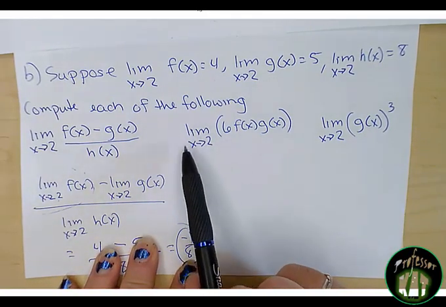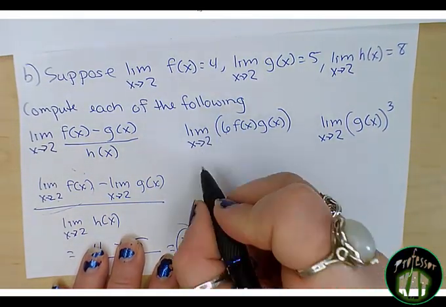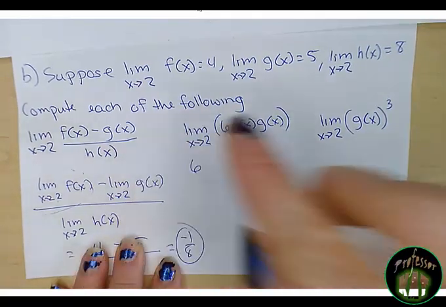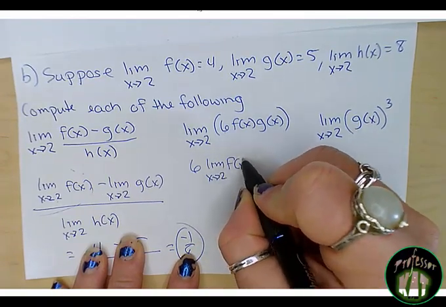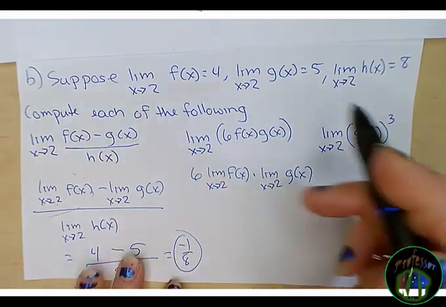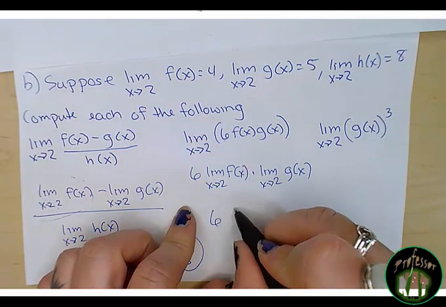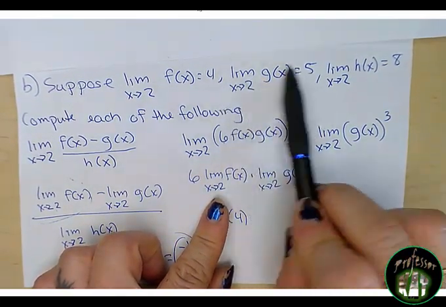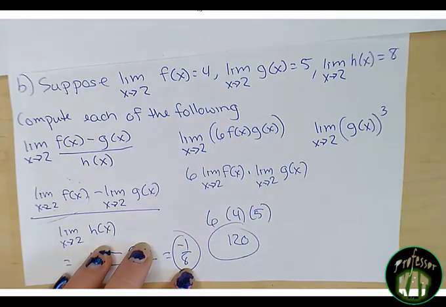Moving on to the next example, we have the limit as x approaches 2 of 6 times f of x times g of x. What we can do, this 6, we can pull out to the front. So it's going to be 6 times the limit as x approaches 2 of f of x times the limit as x approaches 2 of g of x. Substitute in here. Dropping down the 6, we know the limit as x approaches 2 of f of x is equal to 4. We know the limit as x approaches 2 of g of x is equal to 5. So we really just have 6 times 4 times 5, which is 120.